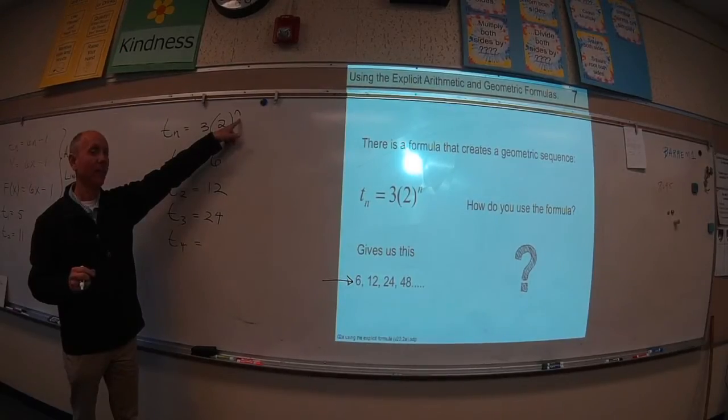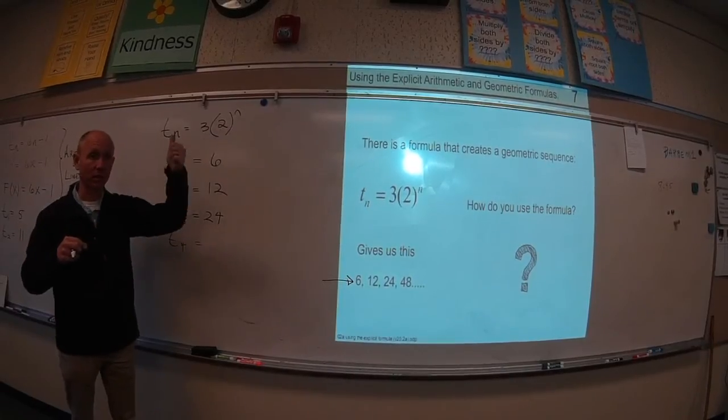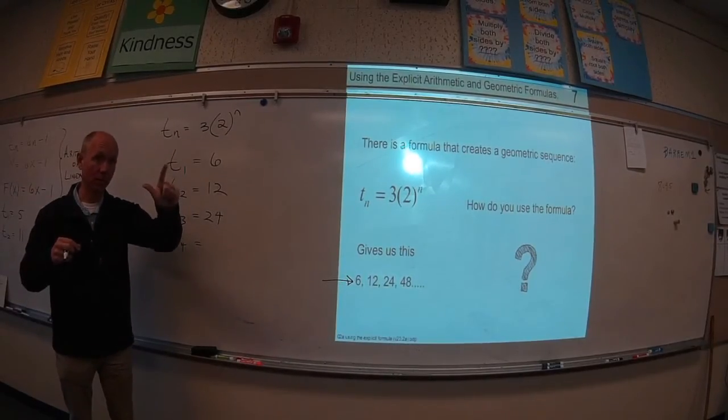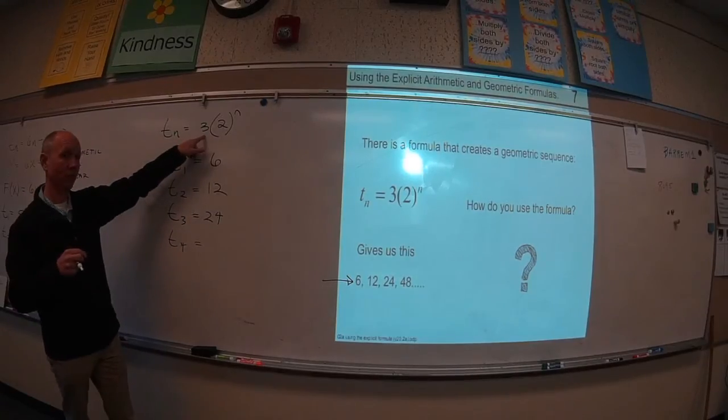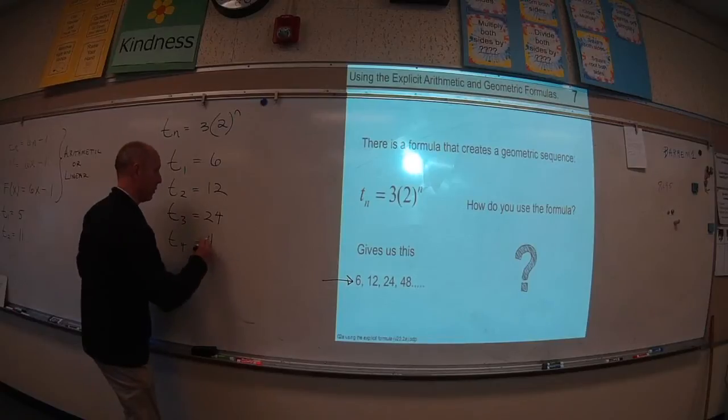I'm sorry. Explain to me how I would do 2 to the 4th. Oh, you do 2 times 2 times 2 times 2, okay, so 2 times 2 is 4, times 2 is 8, times 2 is 16. 16 times 3 takes us to 48.